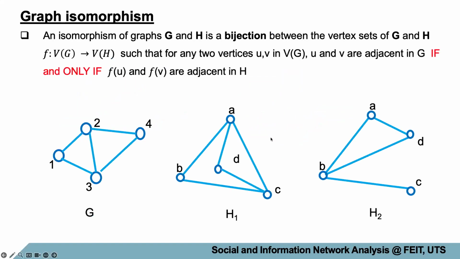So firstly, let's review the definition of graph isomorphism. An isomorphism of two graphs G and H is a bijection. So if you can find this bijection between two graphs, between both the nodes and also the edges, then you can say these two graphs are isomorphic. Like we introduced in the lecture, G and H1 are isomorphic, but G and H2 are not isomorphic.